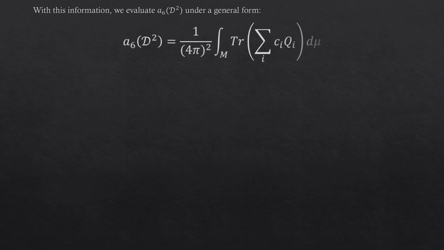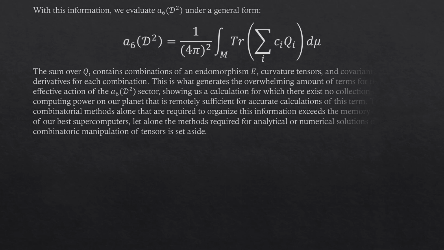With this information, we evaluate A sub 6 under a general form. The sum over Q sub I contains combinations of an endomorphism E, curvature tensors, and covariant derivatives for each combination. This is what generates the overwhelming amount of terms for the one-loop effective action of the A sub 6 sector, showing us a calculation for which there exists no collection of supercomputing power on our planet that is remotely sufficient for accurate calculations of this term.